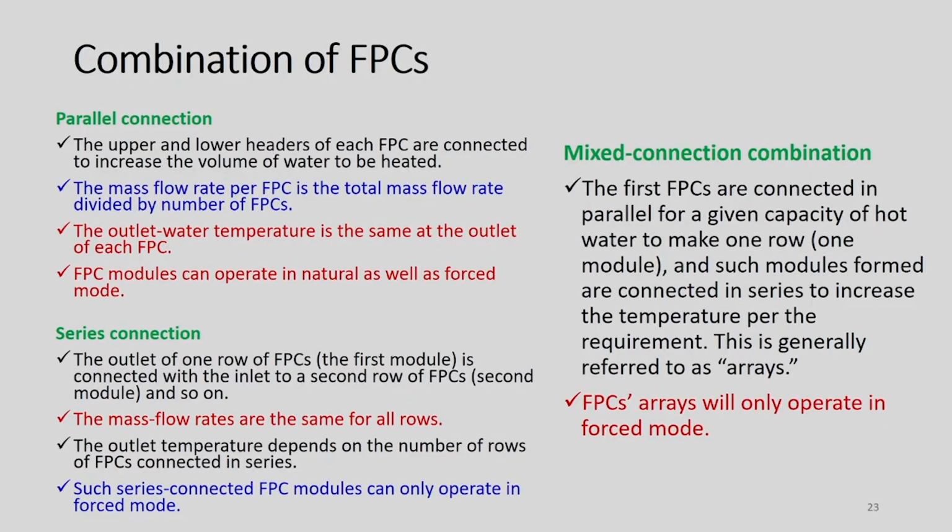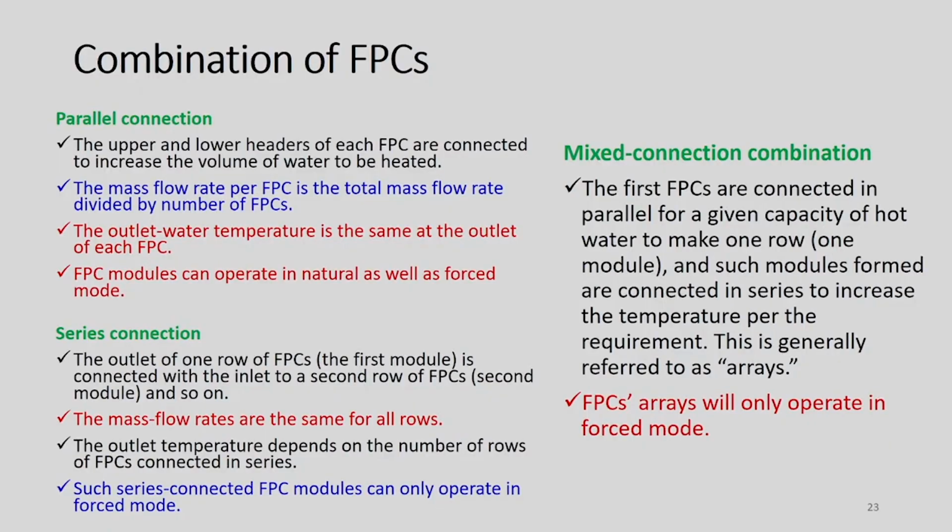Now, we will learn something about combination of flat plate collectors. There might be some cases when we need to connect the flat plate collectors in series or in parallel or both, means series and parallel. In case of parallel connections, the upper and lower headers of each FPC are connected to increase the volume of the water to be heated. The mass flow rate per FPC is the total mass flow rate divided by the number of FPCs.